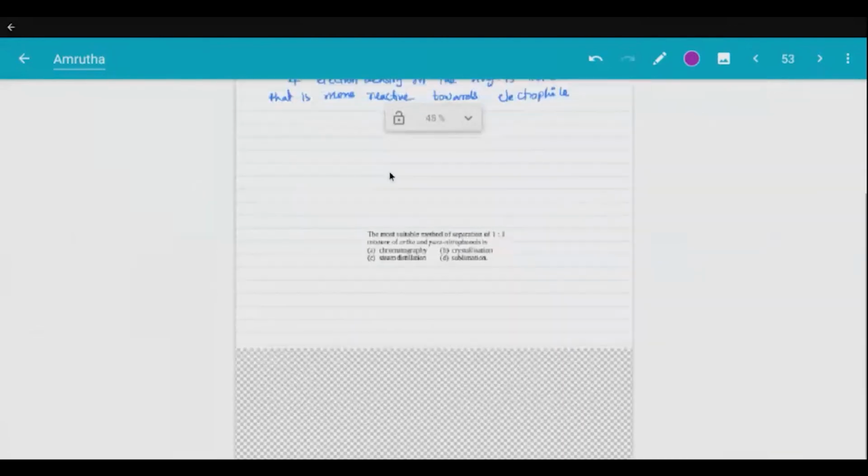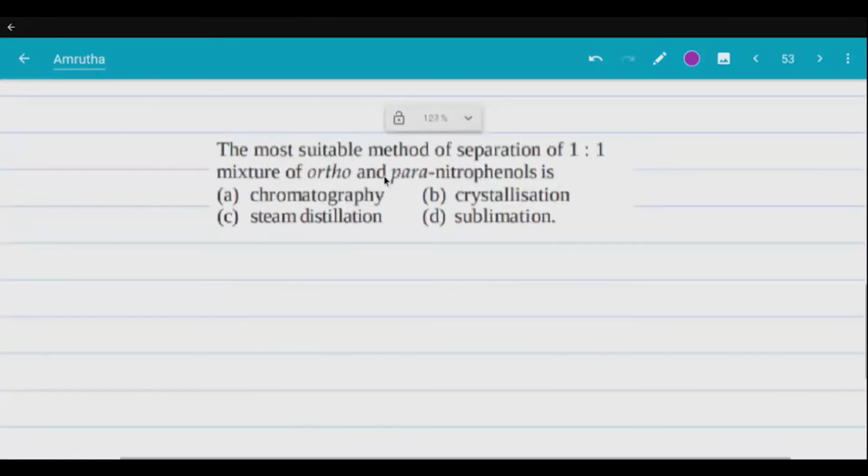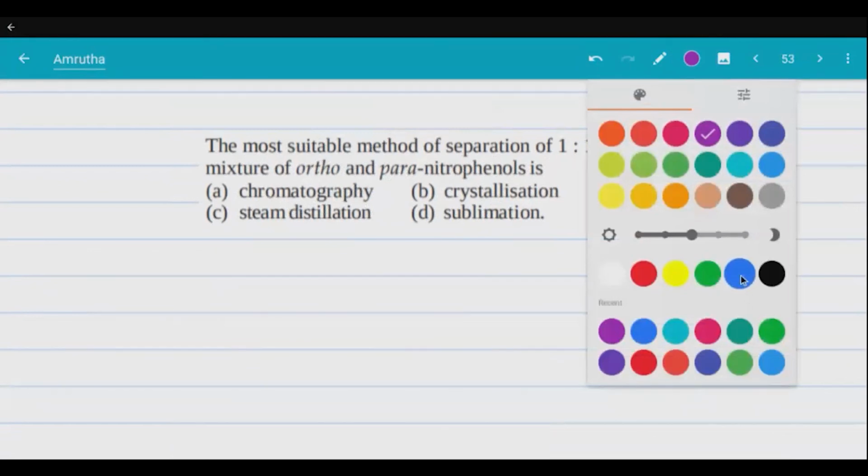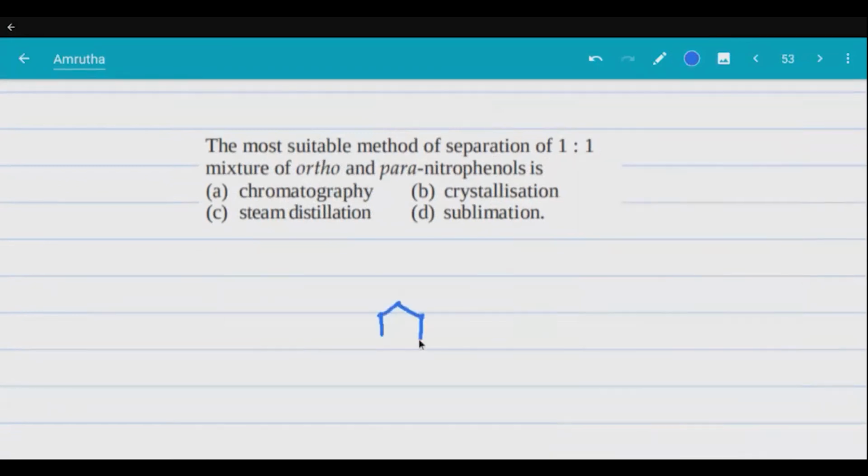Okay. Now look at these separation methods. Which one is correct? Ortho and para nitrophenol. This is orthonitrophenol. Very important separation method. How do we separate them in the lab? Orthonitrophenol, paranitrophenol.